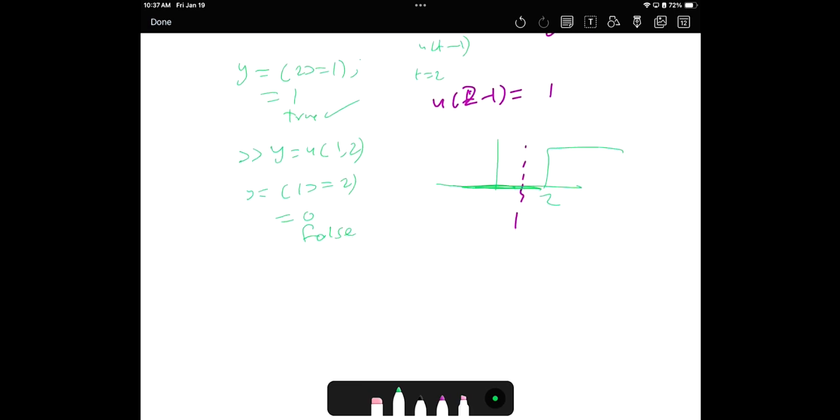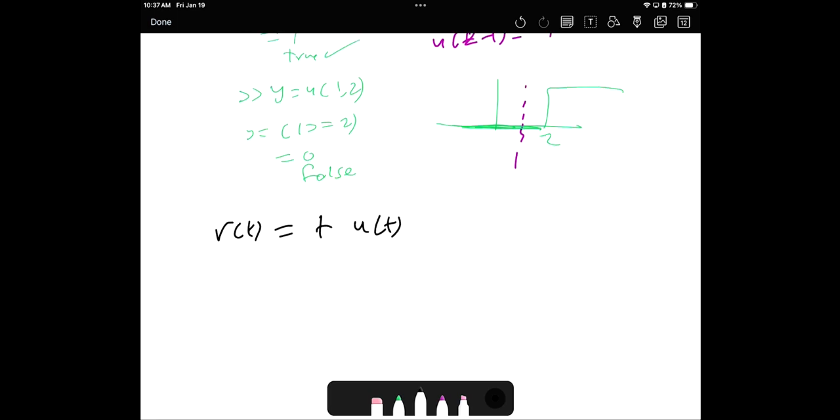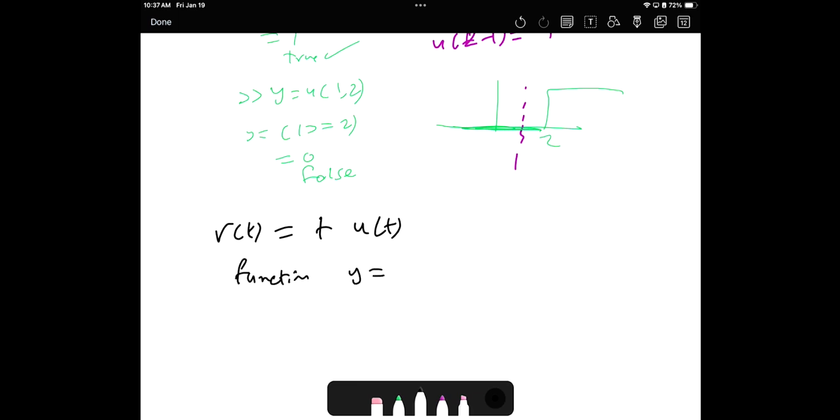How about the ramp, r of t? As we know, it is t times u of t. So we can define it as a function y equal r of t, t0. Therefore, we will write y equal t times, instead of u of t, as we know u of t is t larger or equal to t0.